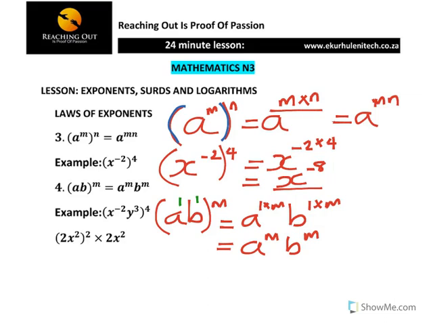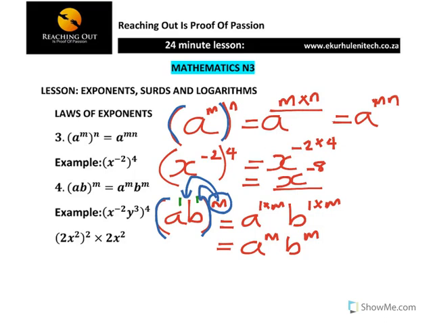When you see this bracket, and you can see a is inside the bracket and b is inside the bracket, it means this m is affecting both a and b, hence it's a to the m, b to the m.